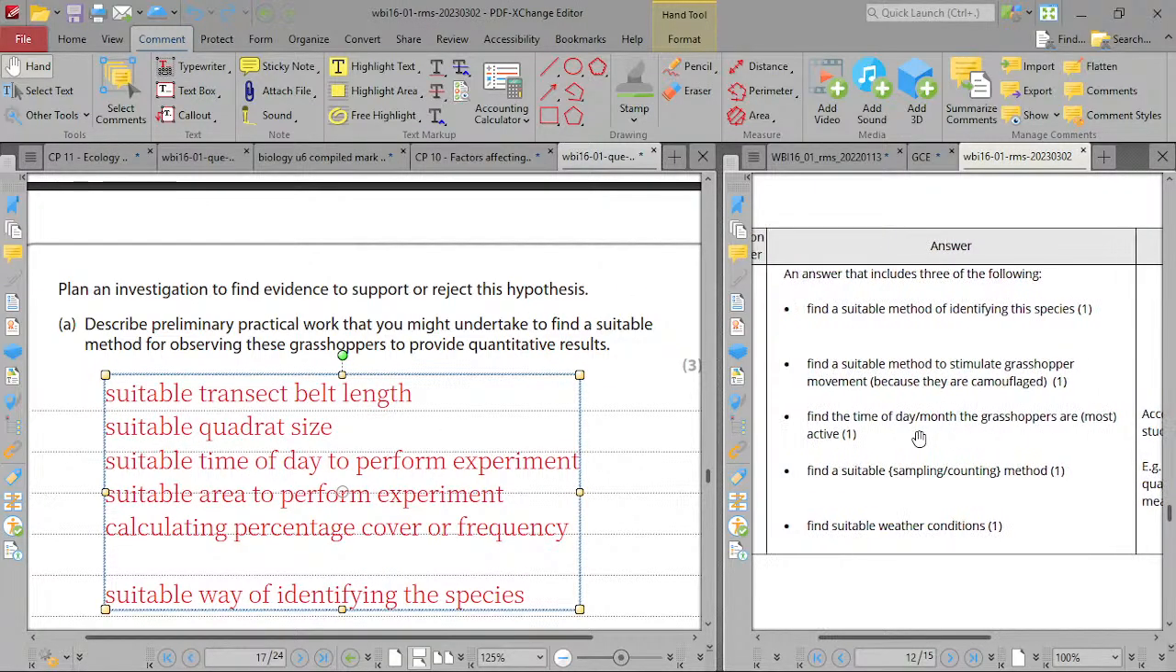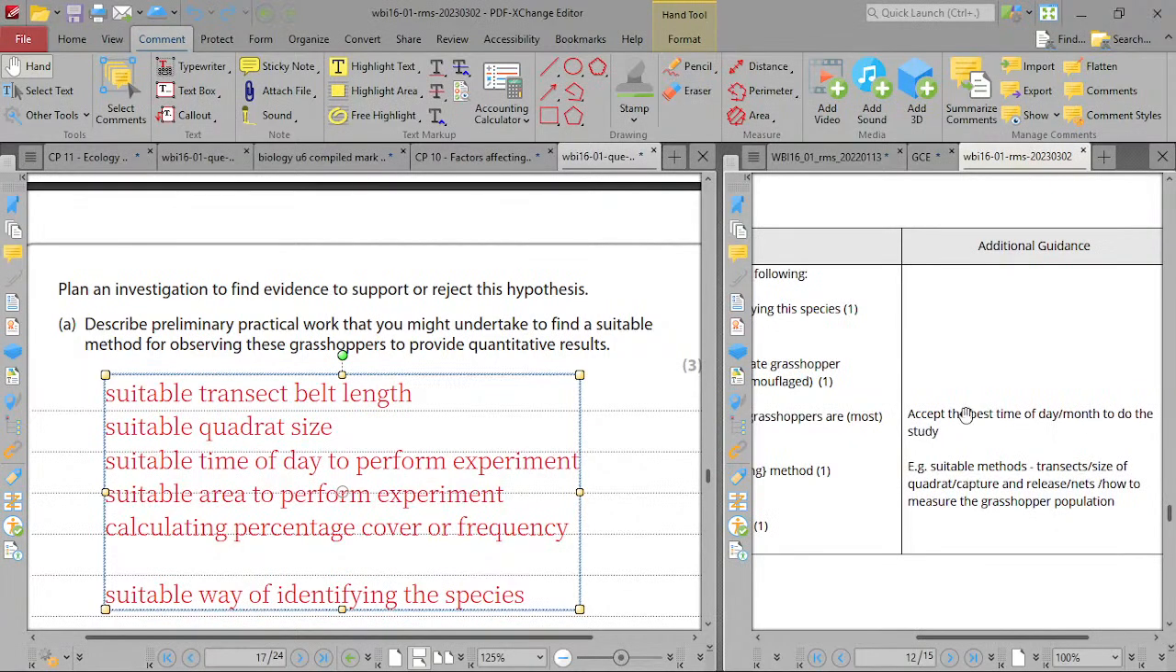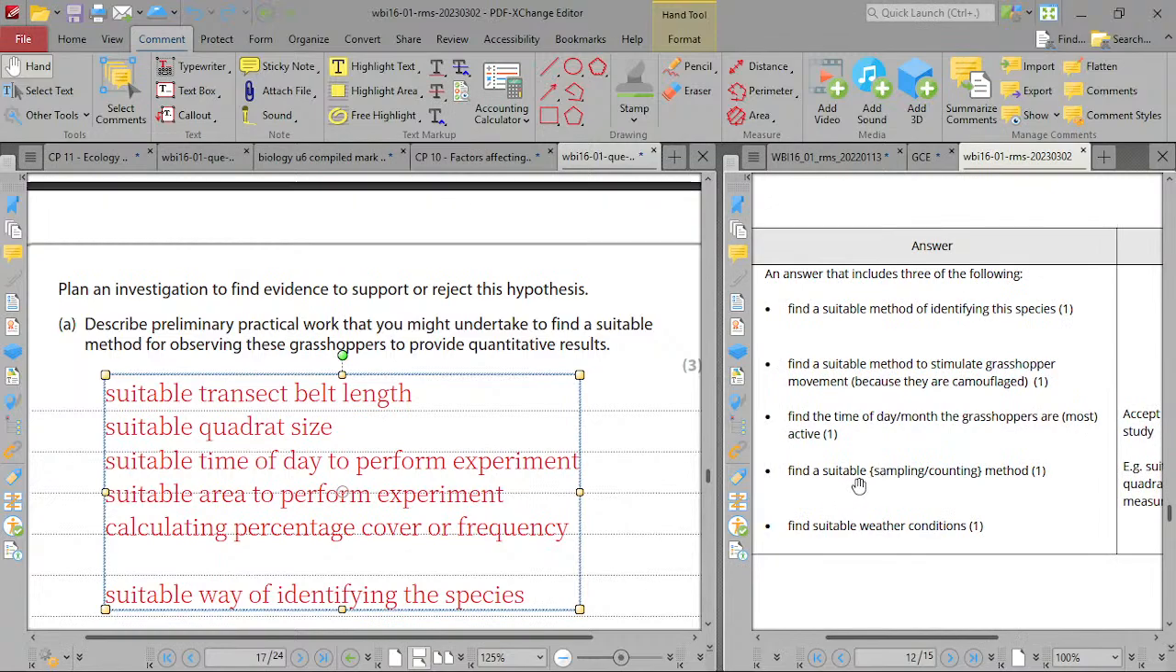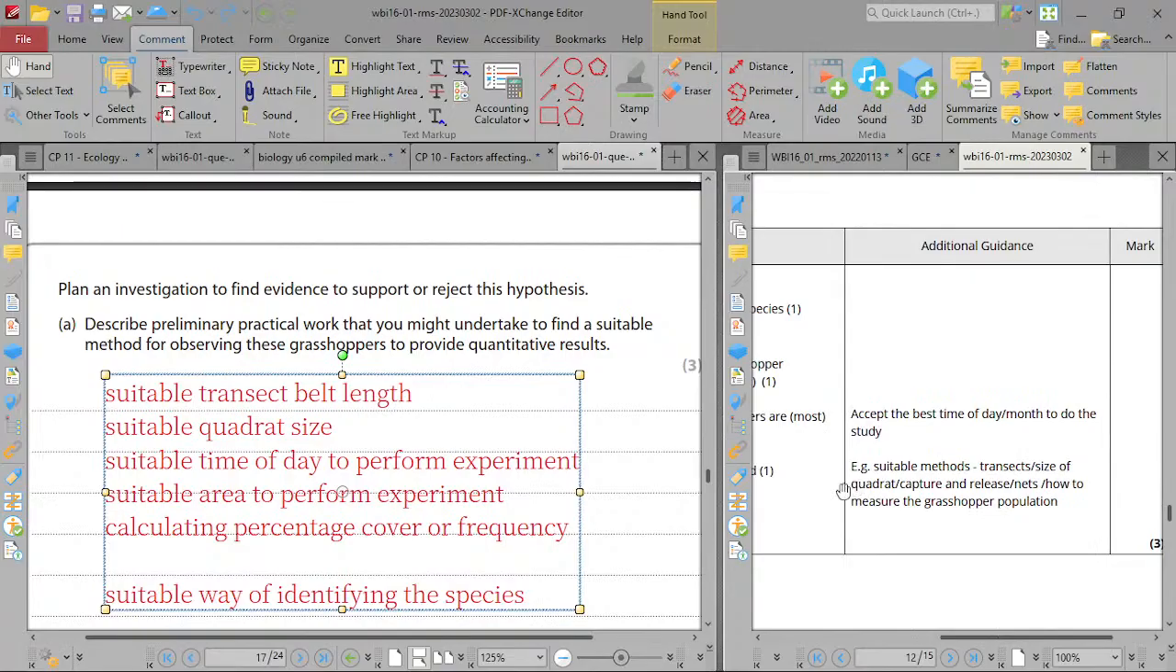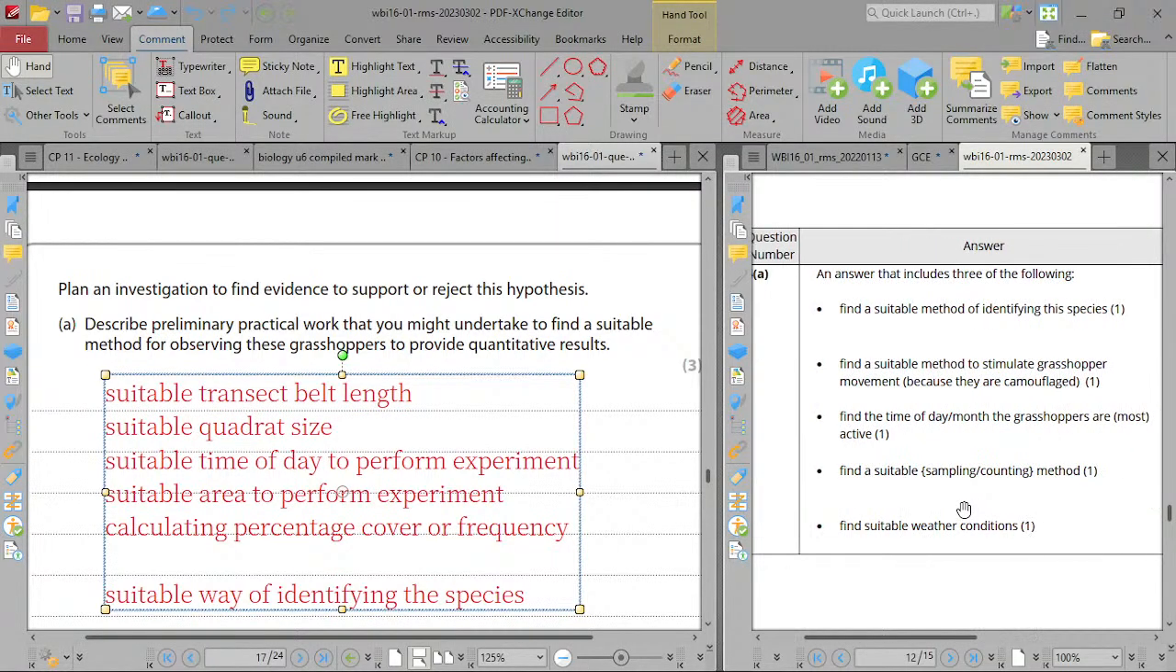Find the best time of day or month to do the experiment. Find a suitable sampling counting method. Suitable methods: transect, size of quadrat, capture and release nets. Suitable weather conditions.